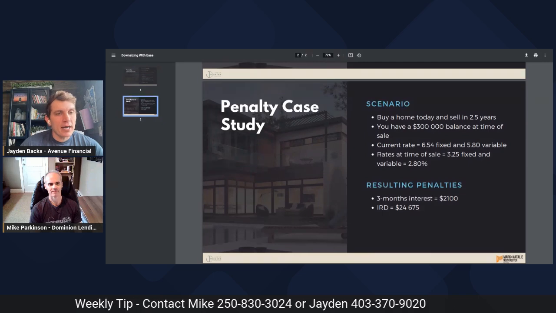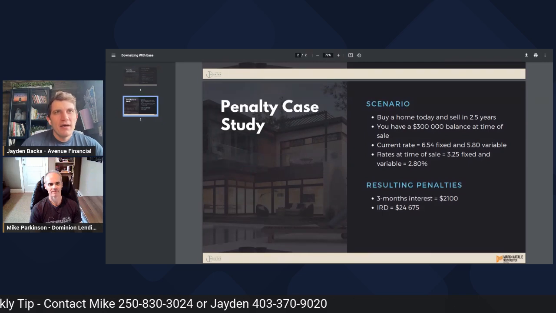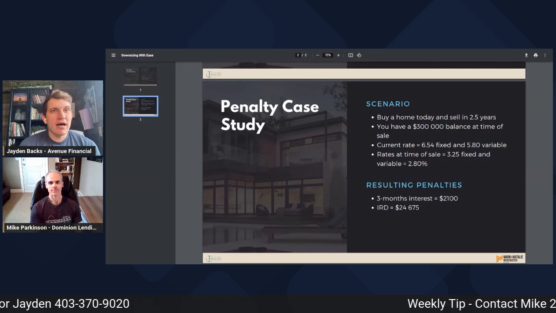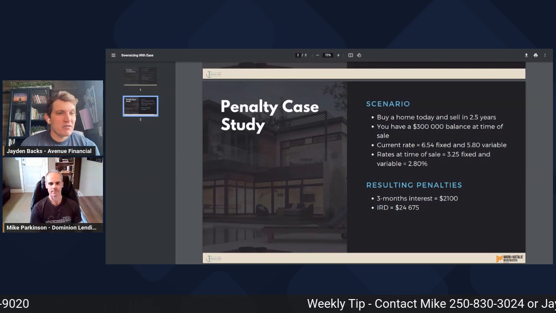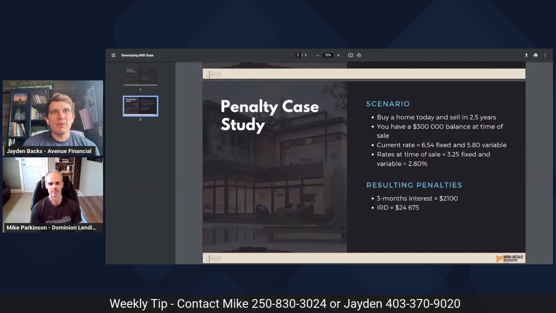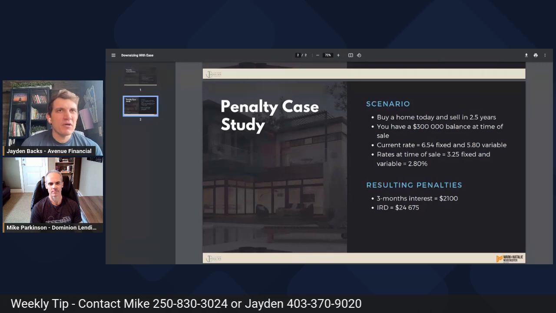It's prime minus 0.9, so 6.7 minus 0.9. And then at the time of the sale, 2.5 years from now, rates have gone way down. It's not the posted rate anymore. Now you're looking at the contract of 3.25, and the variable is about, let's say, 2.8%, 2.5 years.